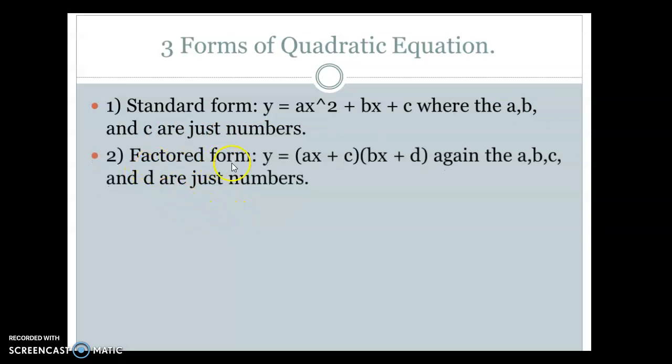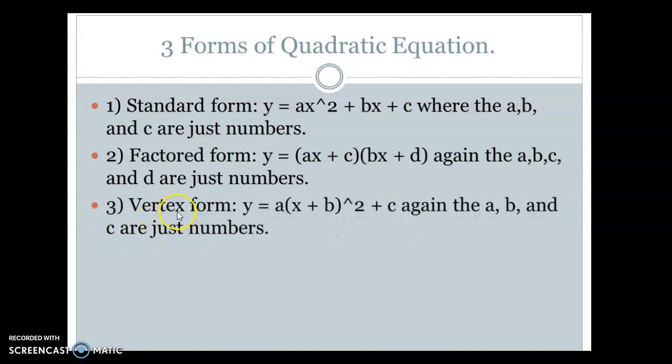Another form is the factored form, where we have the factored terms here, and the a, b, c, and d are also just constants. They are just numbers. And the last one is the vertex form, which is in the form of a times parenthesis x plus b parenthesis close, all squared, plus c. Again, the a, b, and c are just constants.